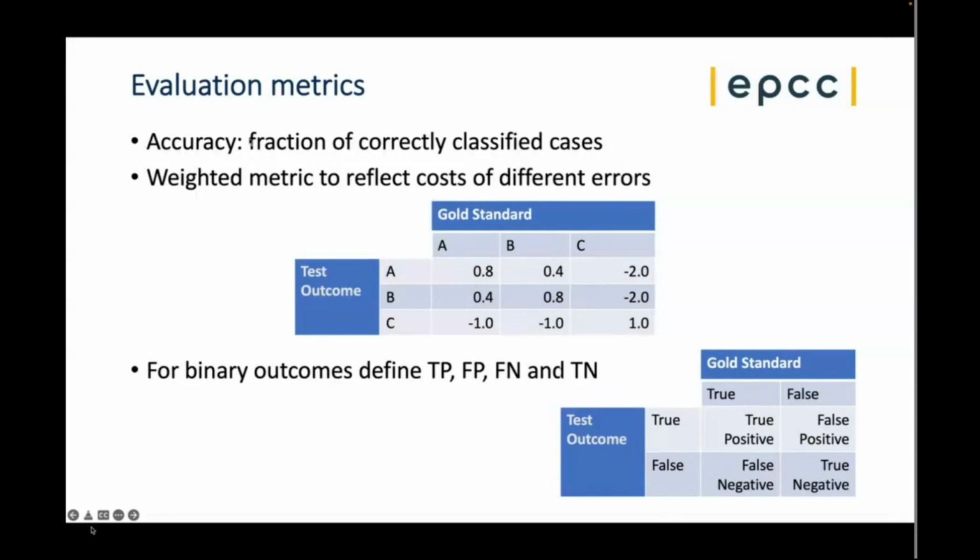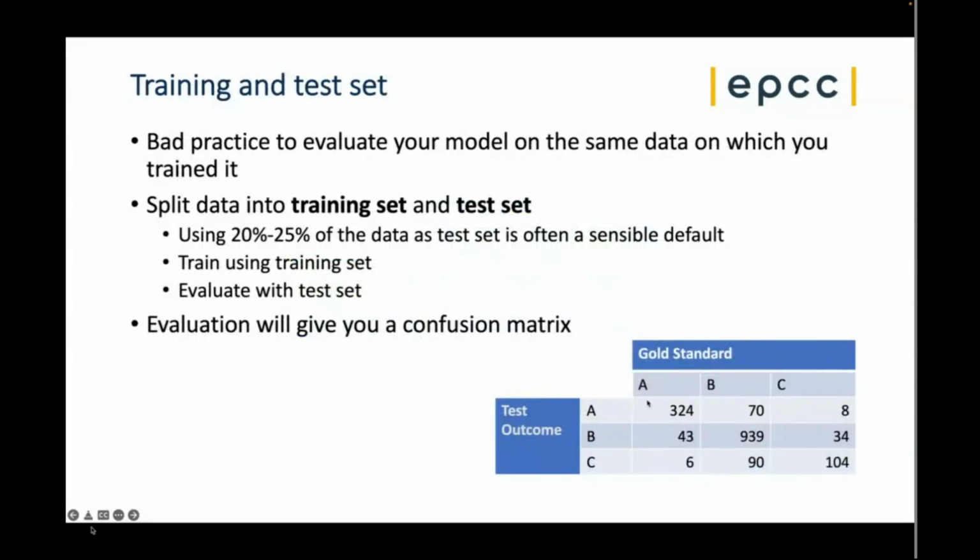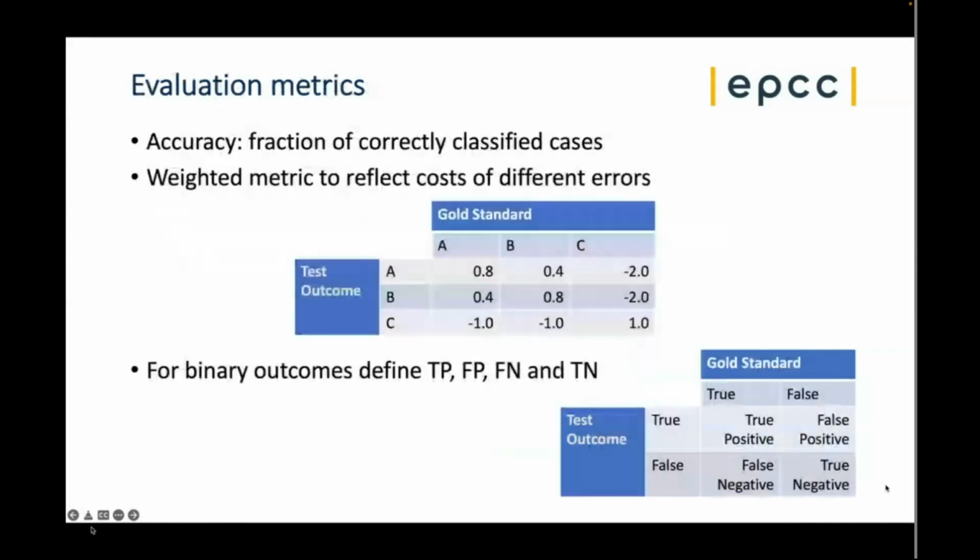So accuracy, if you just want to boil this down to a single number, accuracy is the fraction of correctly classified cases. So it's this number plus this number plus this number divided by every possible number here. The sum of all of the numbers here would just give us the accuracy.